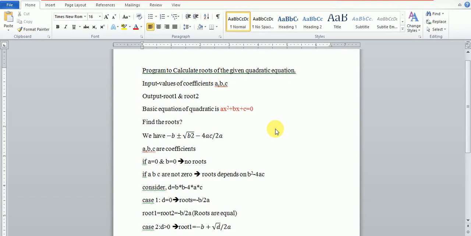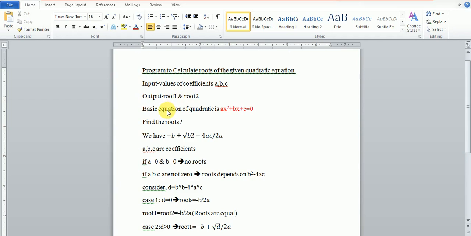Today we will be discussing lab program 2, that is the program to calculate roots of the given quadratic equations. The input we will be giving is the values of the coefficients a, b, c, and the output we will be getting is root 1 and root 2.